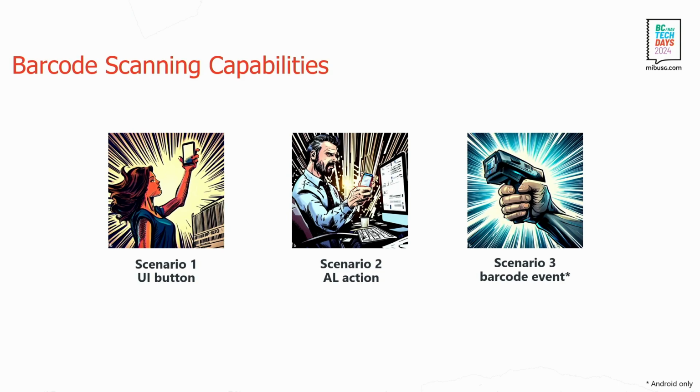Nice. Good. In terms of the capabilities, we divide them into three scenarios. One, we make it so easy for you to just add an action to a field, which can instruct the mobile client to start the camera functionality and scan a barcode. That's scenario number 1. Scenario number 2 is based on the same functionality, but we made it extensible, so when you get a value from the barcode functionality, you can process it in AL. And scenario number 3 is about the integration with dedicated barcode scanners.